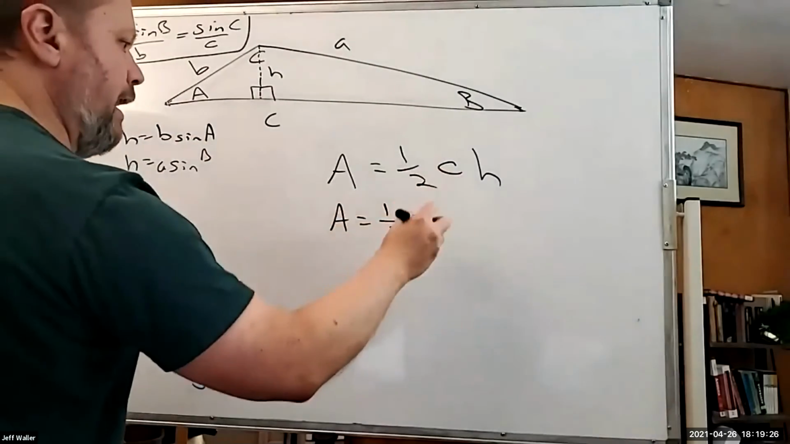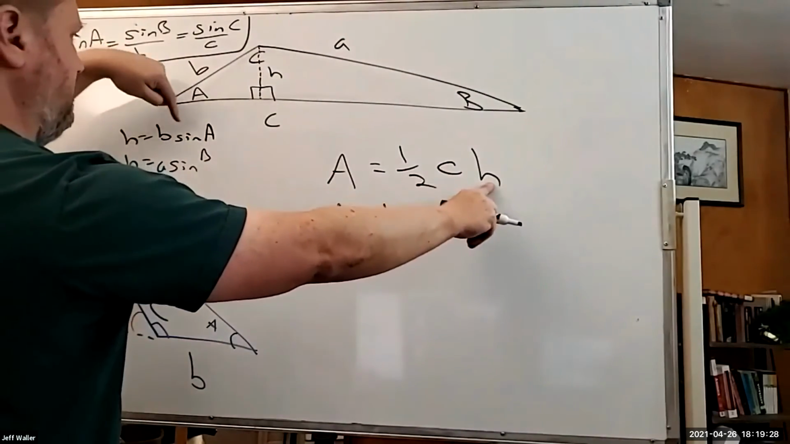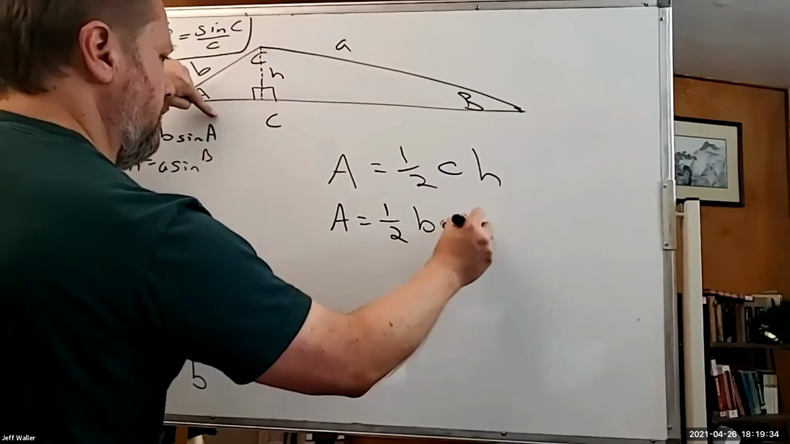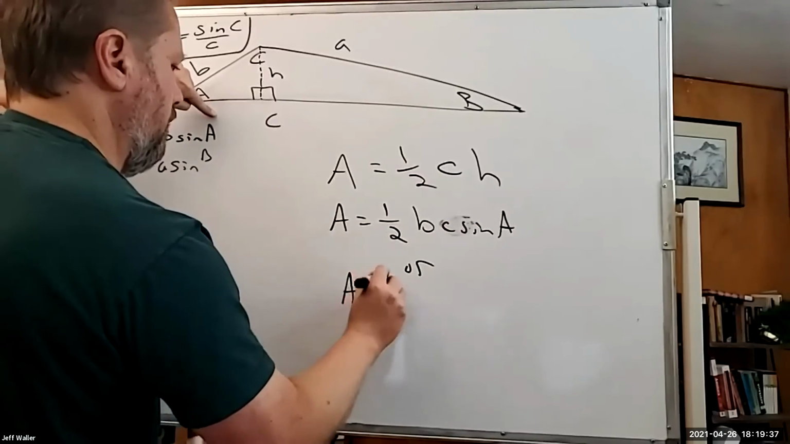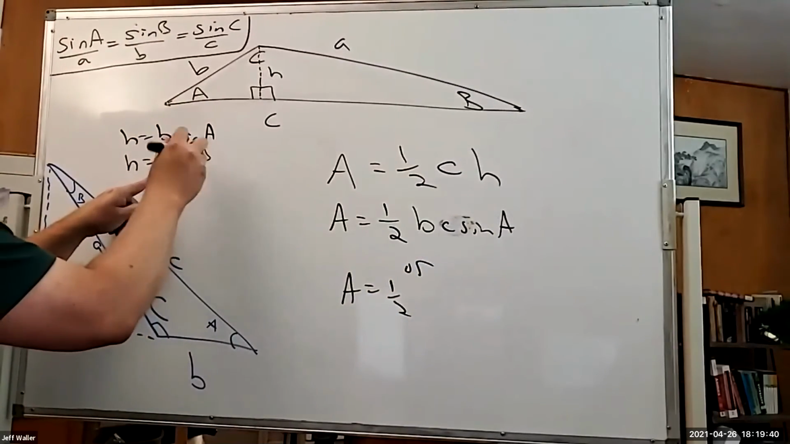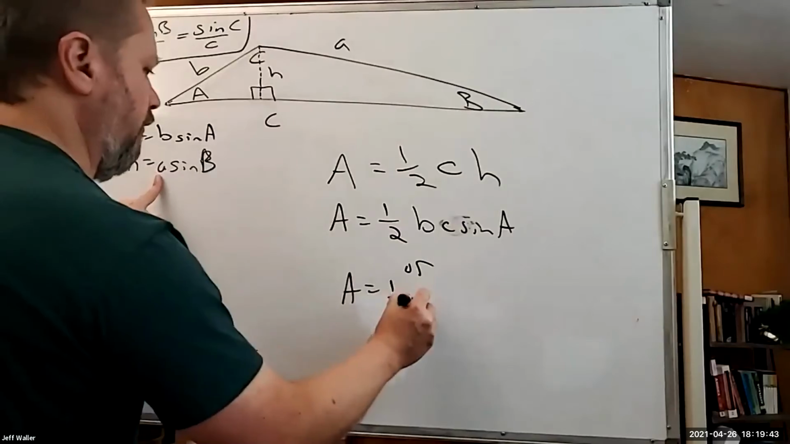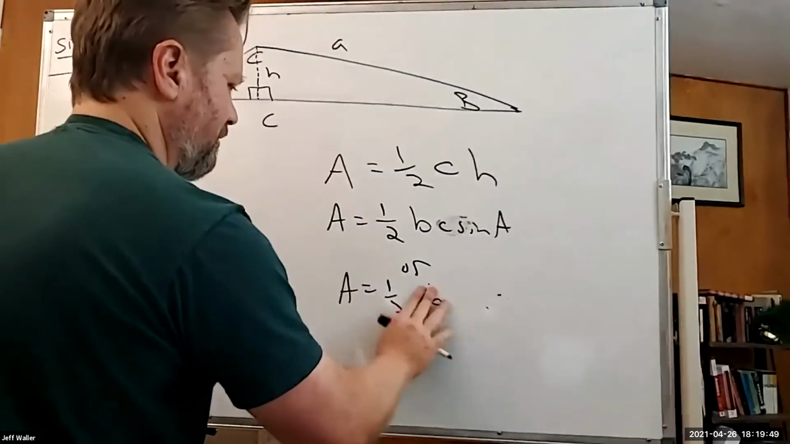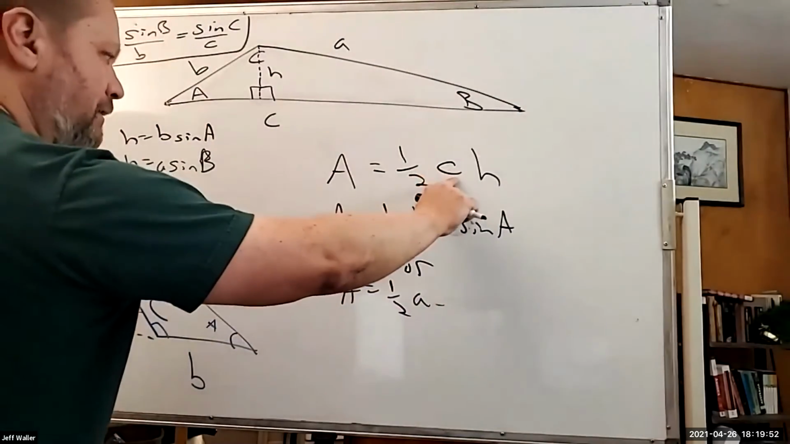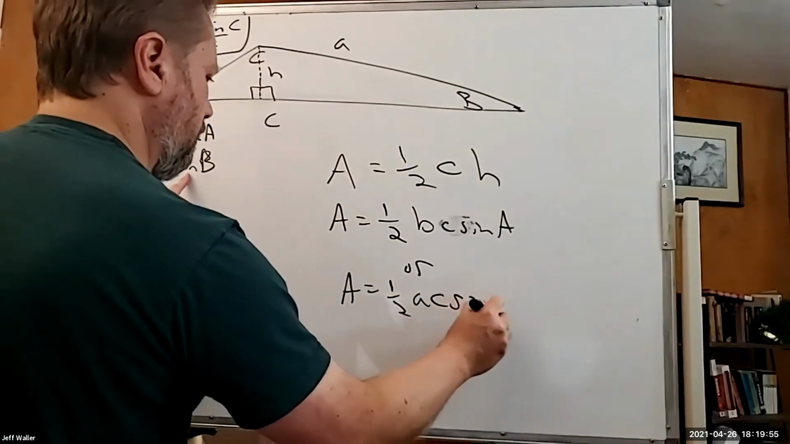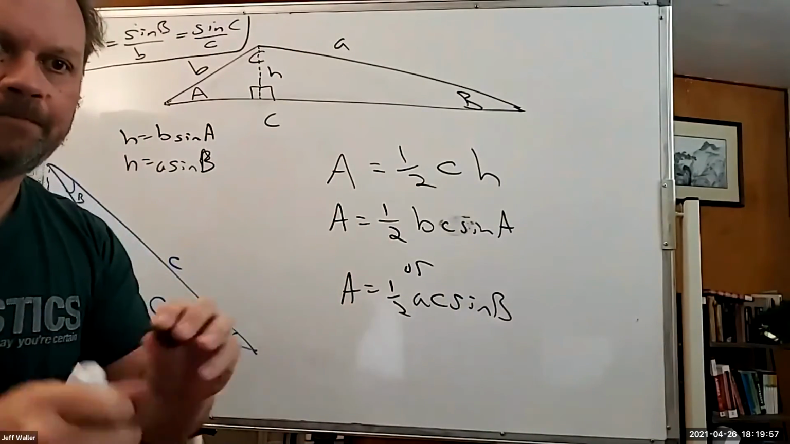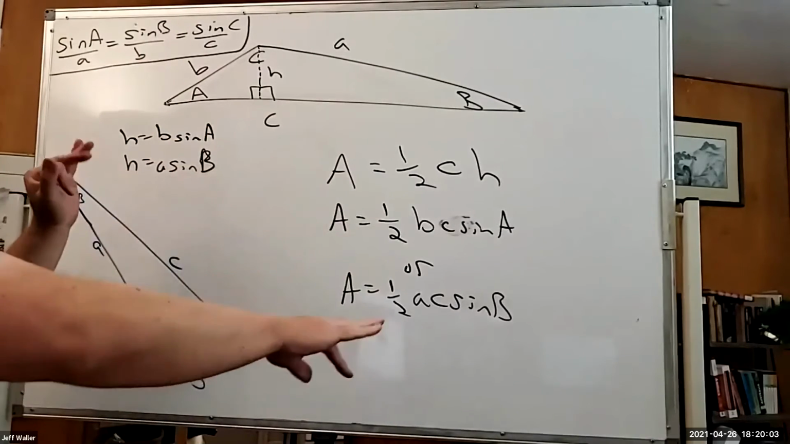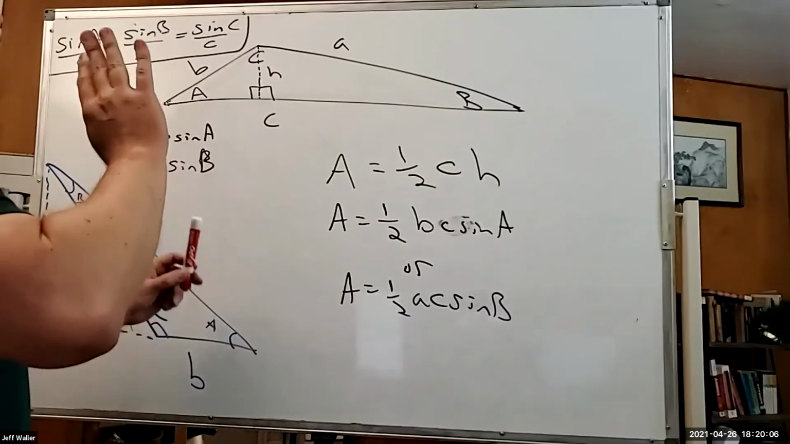So I can rewrite h as b sine A. So this will be 1/2 bc sine A, or I can rewrite h as a sine B. So this will be 1/2 ab sine C. Or 1/2 ac sine B. There we go. Now watch this. This is kind of cool. Yes, ac. Okay, good. This is really pretty cool.